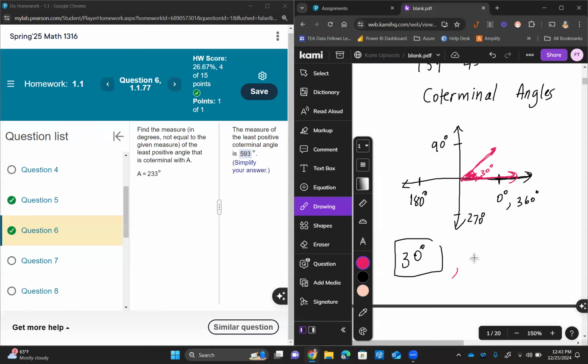So 30 degrees and 390 degrees, we're going to call these two angles coterminal angles because their terminal sides end in the same line. Let's get a different color for 390. For 390, I am going to start from the same line. This is my same line.